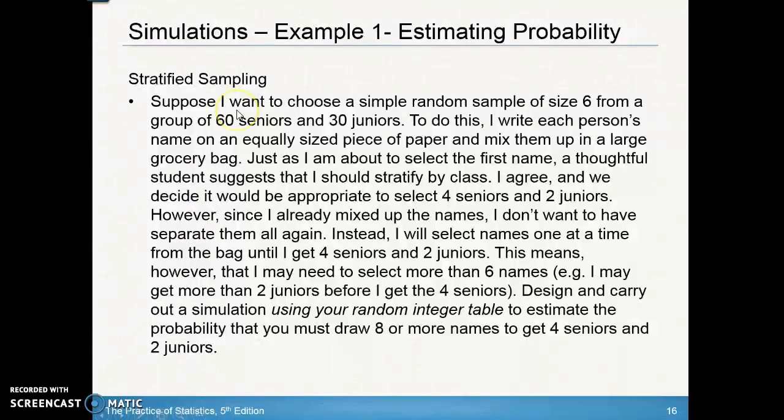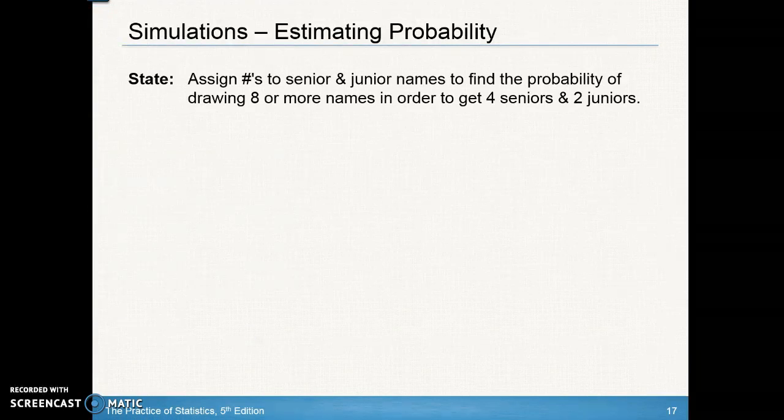All right, so here's the tricky part in this one. I have 60 seniors and 30 juniors. So what do I do with that number? And what do I do with the fact that I have 8 or more names to get 4 seniors and 2 juniors? Basically, we have to assign numbers to the 60 seniors and the 30 juniors, throw those numbers in a hat, and use a random integer table to select those numbers. Once I've selected those numbers, I'm going to keep selecting until I have 4 seniors and 2 juniors, and see if it takes 8 or more names to get them. All right, so let's see what that looks like. That's the tricky part here.